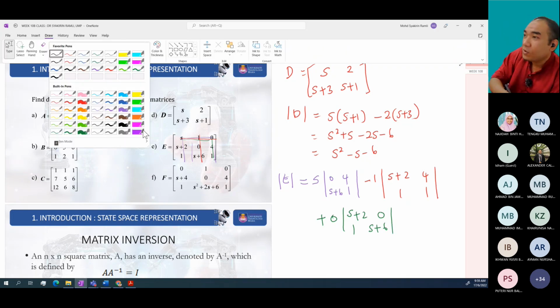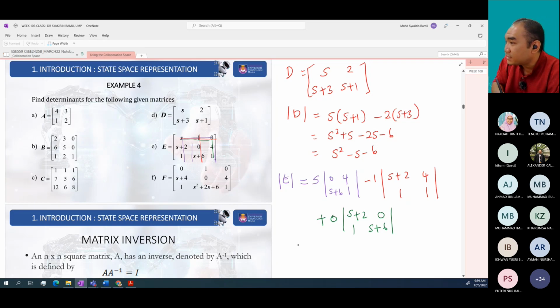Okay, and then when we want to compute the determinant of the matrix E, it is going to be equal to S multiplied by the determinant of the 2 by 2 matrix, which is very easy to get. For this particular example, we have 0 times 1, which is 0, minus 4 times S plus 6, which is going to be minus 4 times S plus 6. And then here, it's going to be minus 1, and this is S plus 2, times 1, which is S plus 2.